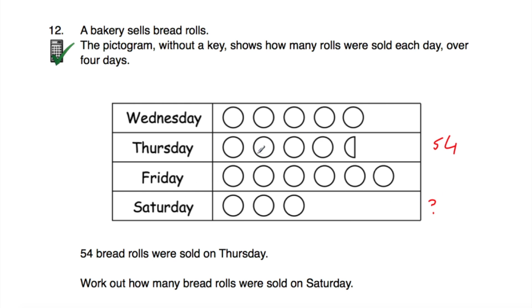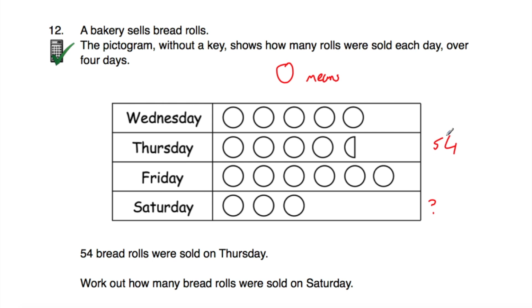Okay, so to do that, it'd be quite useful if we knew what the key was, but we don't have a key, so let's actually make one. So let's find out how many bread rolls each circle represents. So if we have a look at Thursday, that's equal to 54 bread rolls, and that's 1, 2, 3, 4.5 circles. So 4.5 circles is equal to 54.